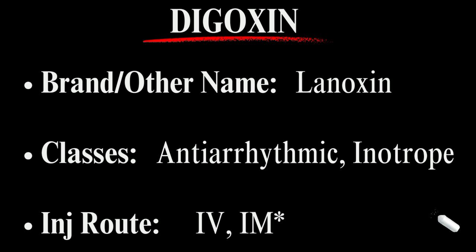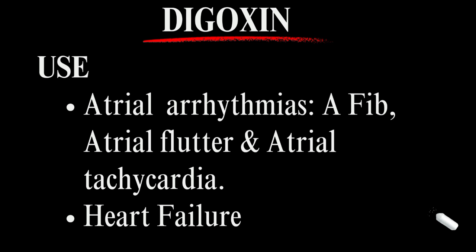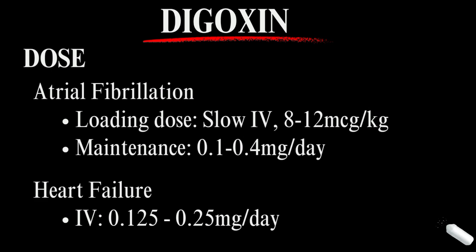It's used in the management of atrial arrhythmias such as AFib, atrial flutter, and atrial tachycardia. It's also used to manage heart failure. So the dose for atrial fibrillation is a loading dose of 8 to 12 micrograms per kg as a slow IV, then a maintenance dose of 0.1 to 0.4 milligram per day. For heart failure too, that's the dose.